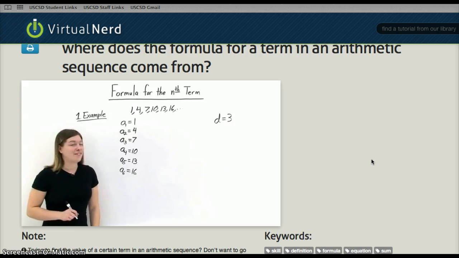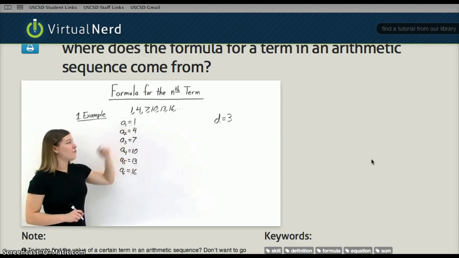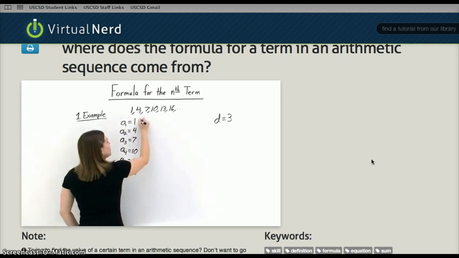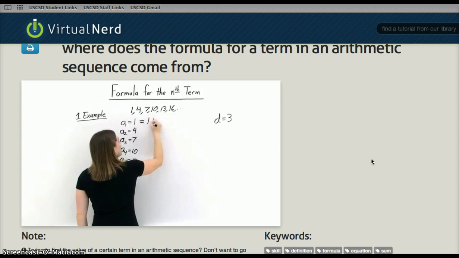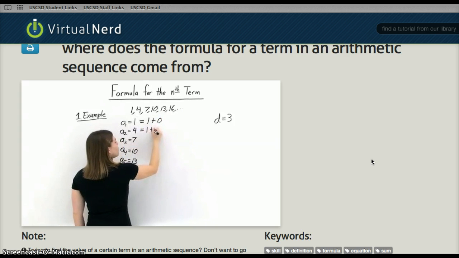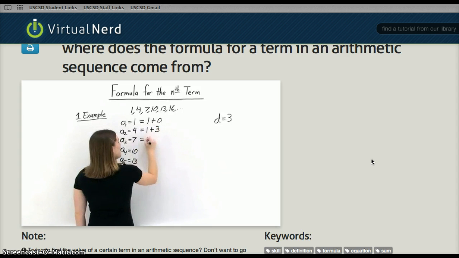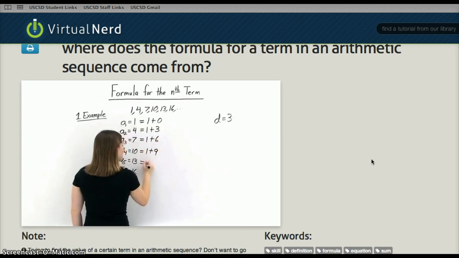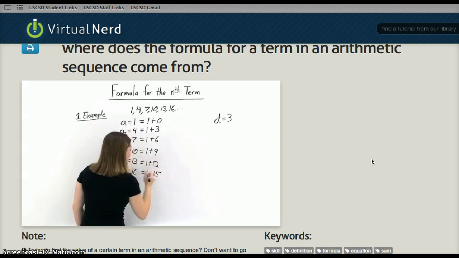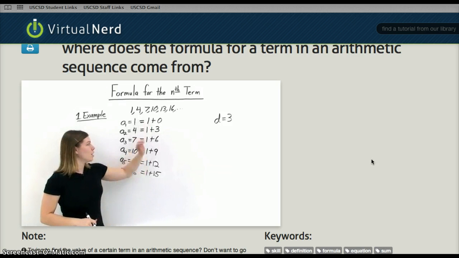But we need to look for more of a pattern. So here's a trick. Let's make each one of these terms the sum of our first term plus something. So here, to get 1, we have 1 plus 0. To get our second term, we want to take our first term of 1 and add 3 to it. So to go and get 7, we need 1 plus 6. 10 is 1 plus 9. Then we have 1 plus 12 and 1 plus 15. Now look at all the numbers that we have to add to our first term.